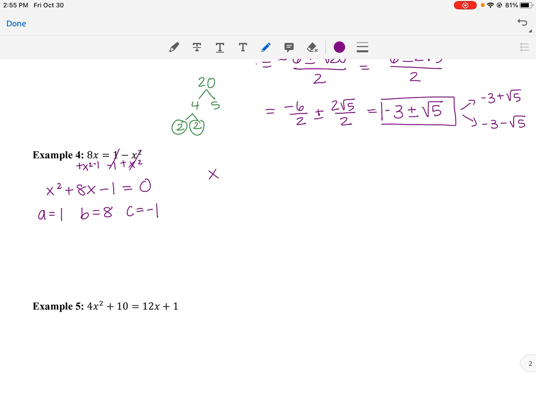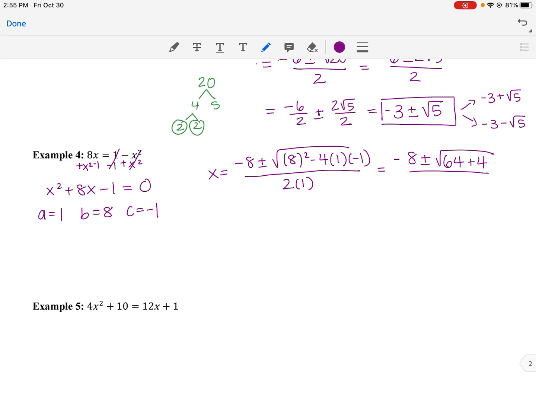So we got x equals -8 plus or minus the square root of b squared minus 4ac. So 8 squared minus 4 times 1 times -1, all over 2 times a, so 2 times 1. So you get -8 plus or minus the square root of 64, and then -4 times 1 times -1 is a positive 4, all over 2. So -8 plus or minus the square root of 68, all divided by 2. Okay, we got to figure out the square root of 68.